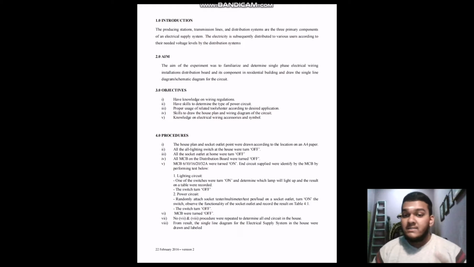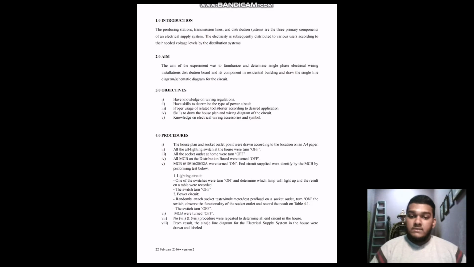by performing tests below. The first test, lighting circuit. One of the switches was turned on and we determined which lamp will light up and recorded the result on a table. And then we turn the switch off. The second test, power circuit. Randomly attach socket tester, multimeter, test pan or load on a socket outlet and then turn on the switch. We observe the functionality of the socket outlet and record the result. And then we switch off the switch.